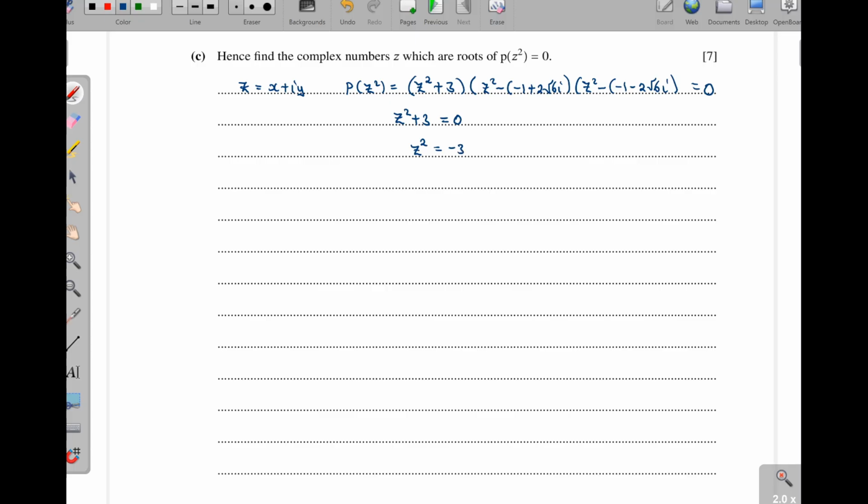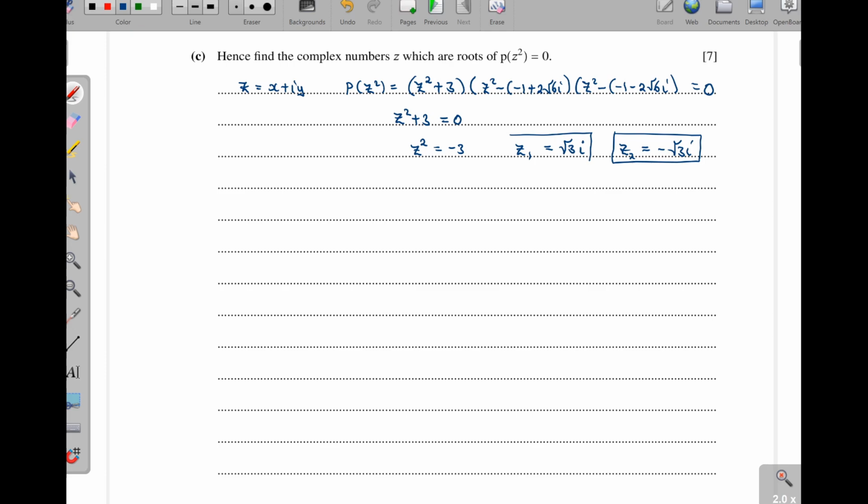Then when you take the square root, you can have z1, which is equal to root of 3 times root of negative 1. And root of negative 1 is i. So that means we are going to have root of 3 i. But remember, when you take the square root, you have plus or minus, not so? So z2 shall be equal to negative root of 3 i. So those are the first two.